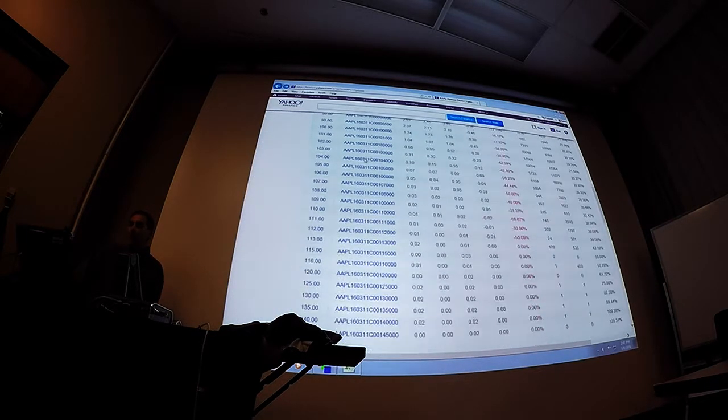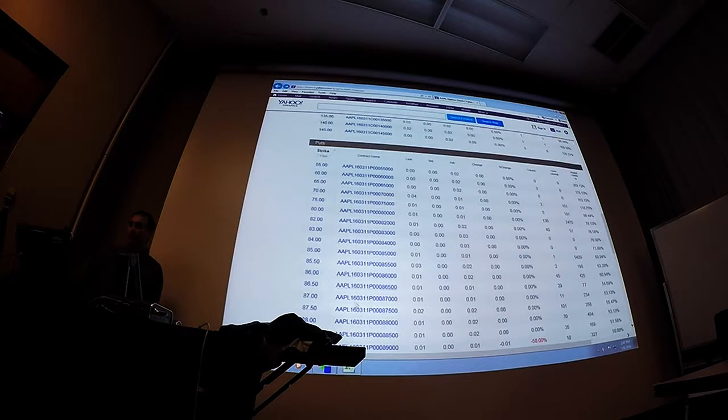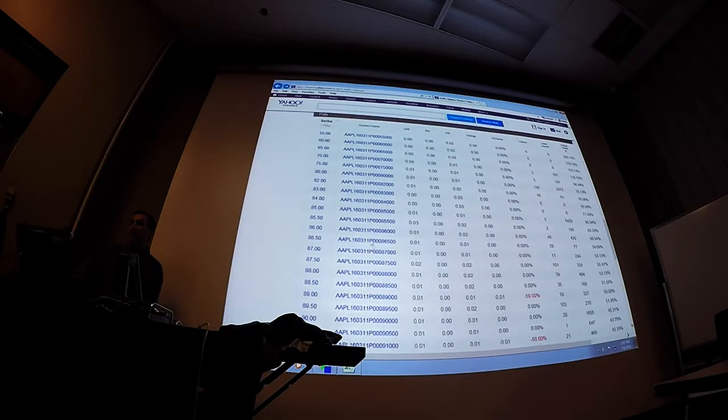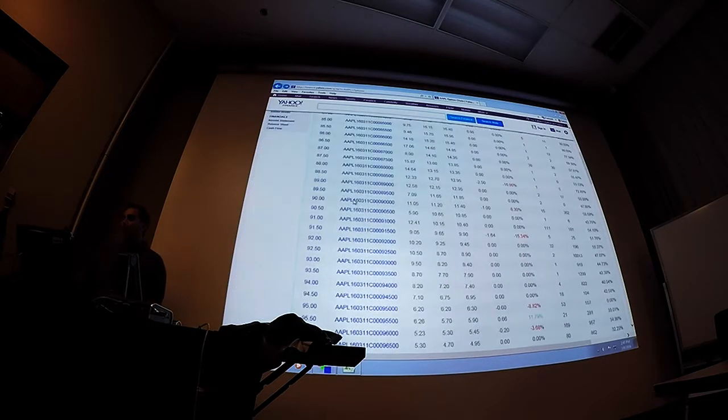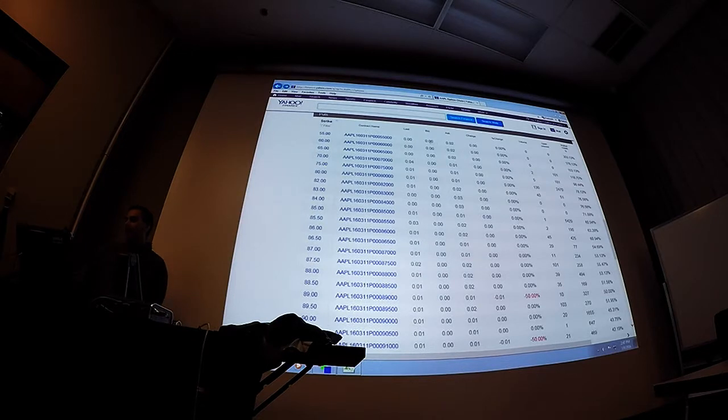And then you've got all these call options, and then down here you've got all the put options. You can see a put option with a strike price of 55 is worthless, because that's saying you could sell Apple stock for $55 if you had this option. But you wouldn't want to sell it for $55 because you could sell it for $101.32. So that option is worth almost nothing. It's worth 2 cents if you want to buy it.